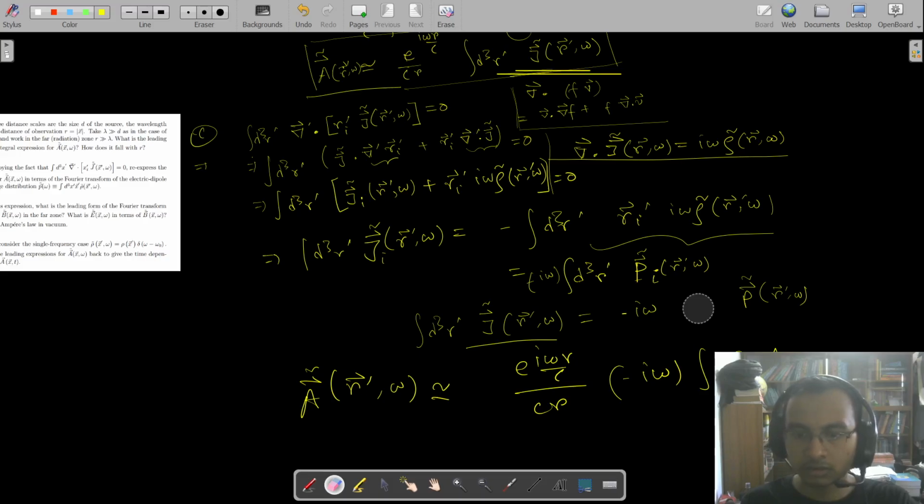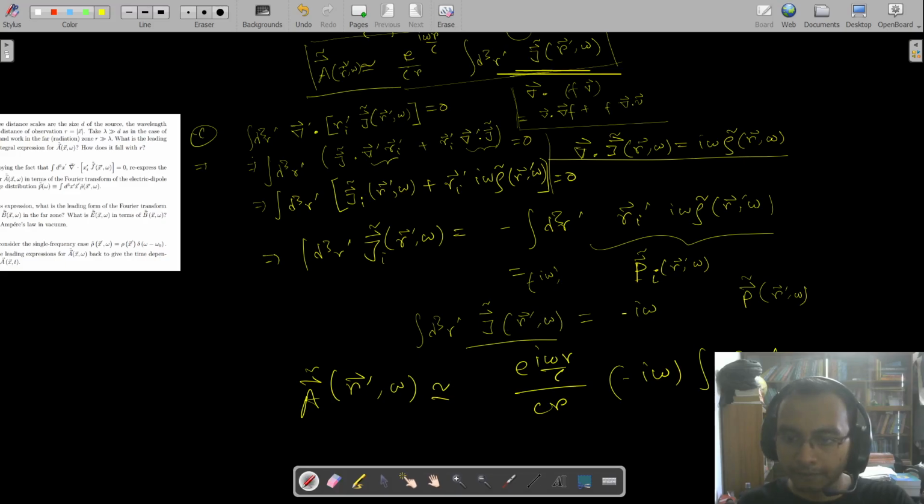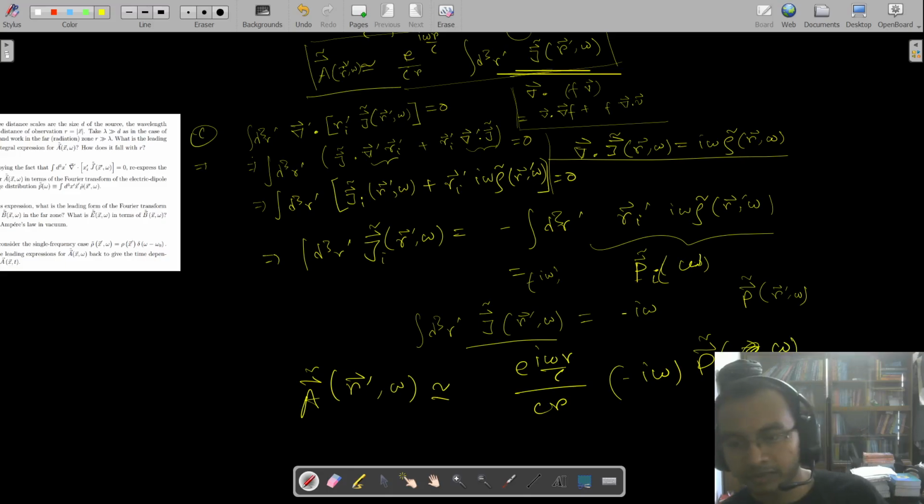The integral goes away, right? The integral goes away. Hence we have this. This is a function of omega only, because r prime is being integrated over. So yes.